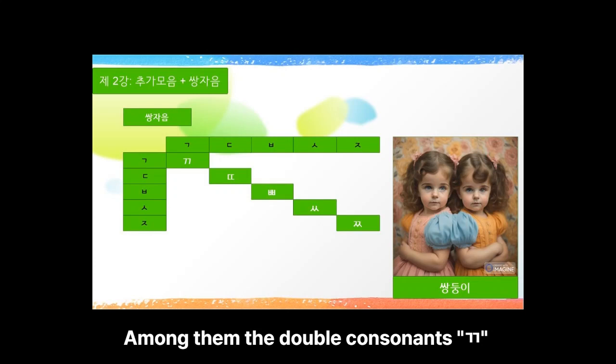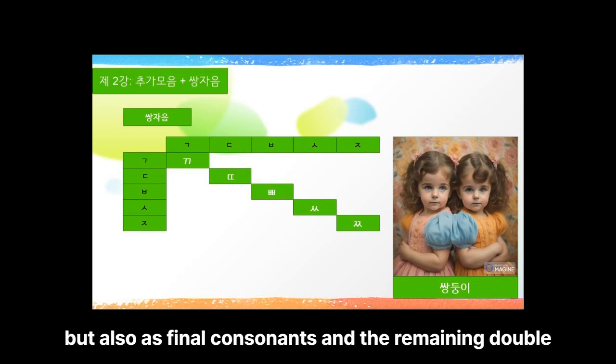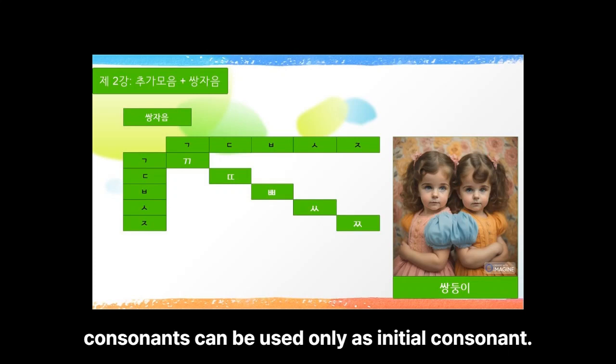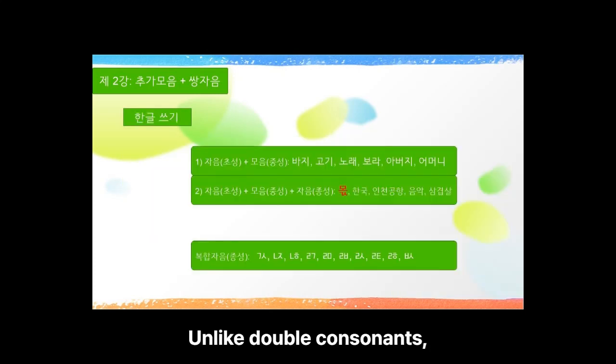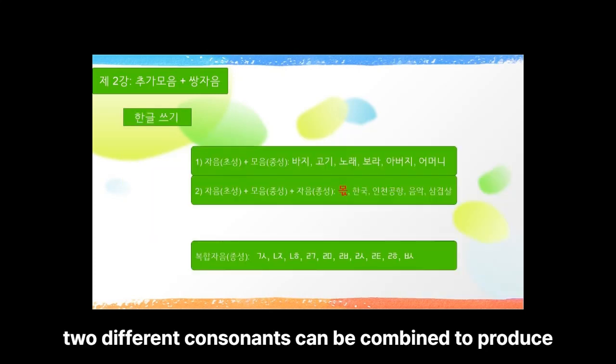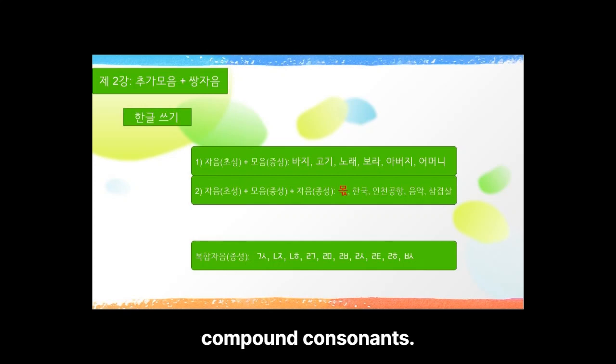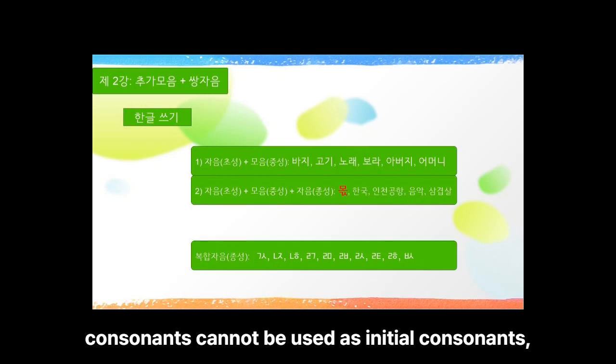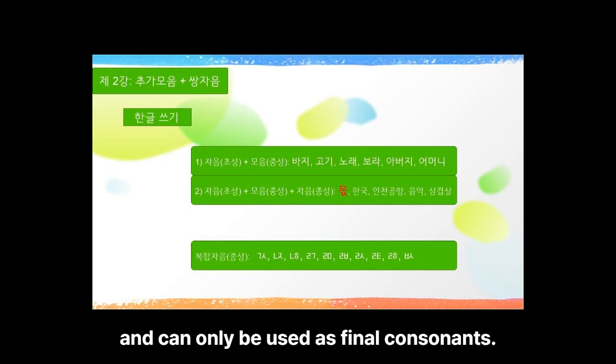Among them, the double consonants, songgiok and songsiet, can be used not only as initial but also as final consonants, and the remaining double consonants can be used only as initial consonants. Unlike double consonants, 2 different consonants can be combined to produce compound consonants. These compound consonants cannot be used as initial consonants and can only be used as final consonants.